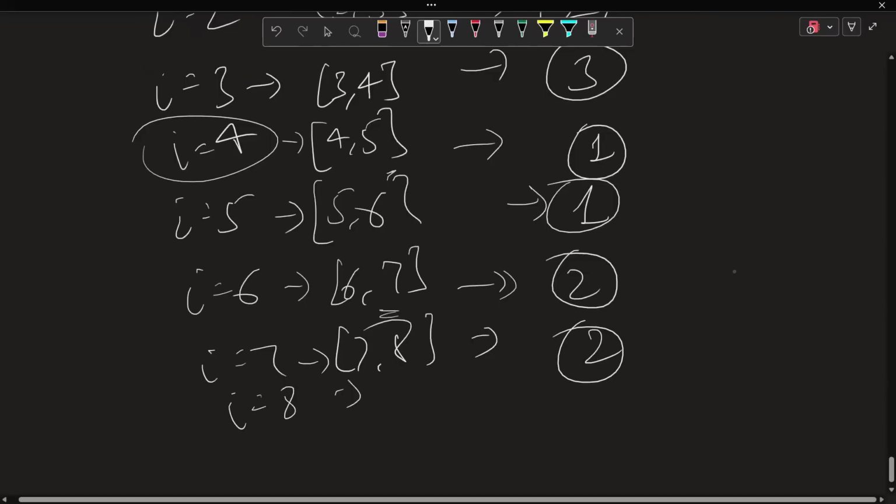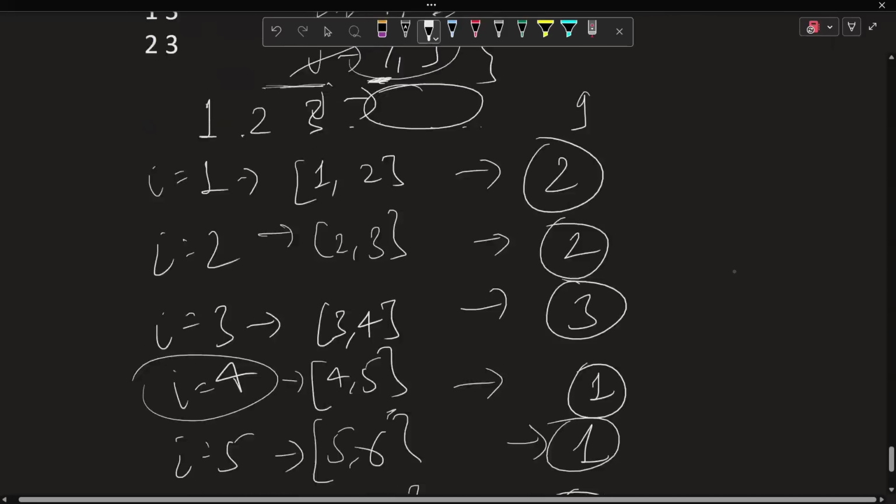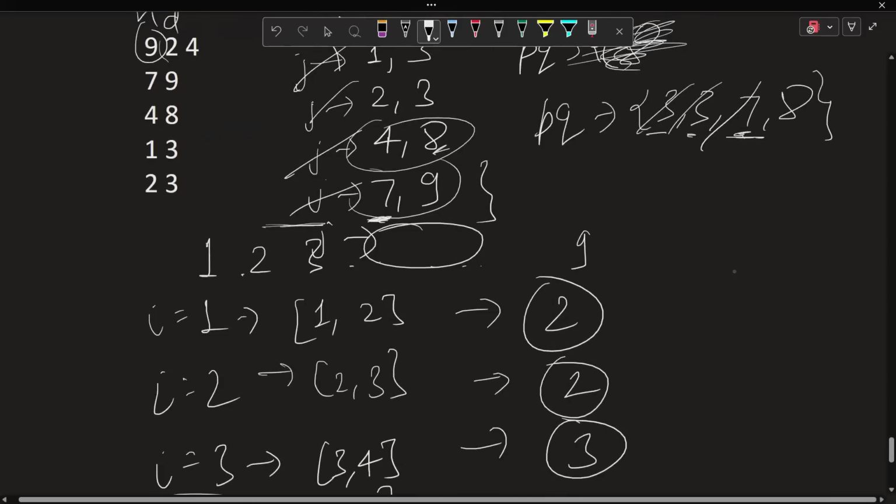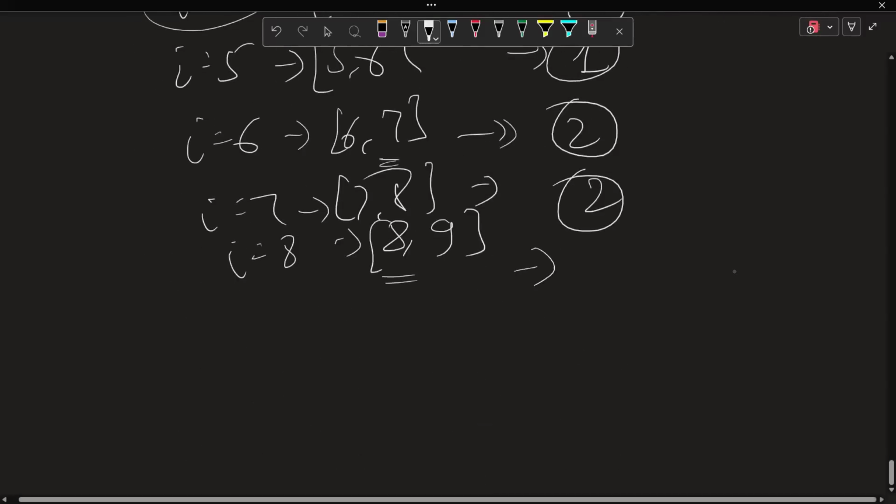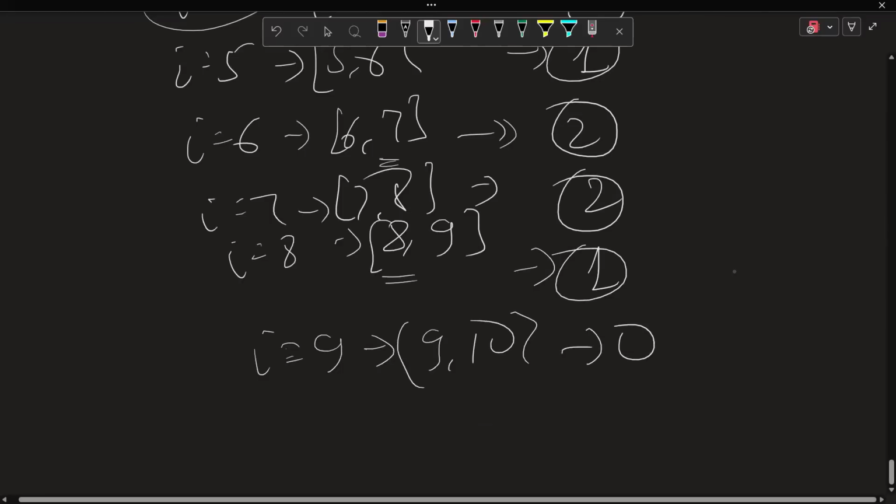When I reaches 8, it's 8, 9. Here this 7 would be removed, because it is less than the initial range. Its size would be 1. I equal to 9, it's 9, 10. 8 is also removed. It would become 0.